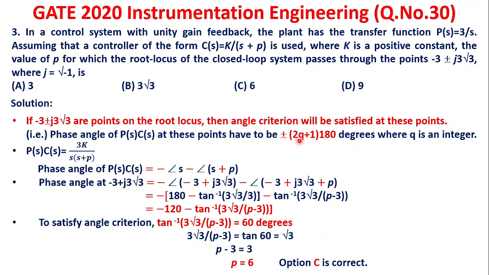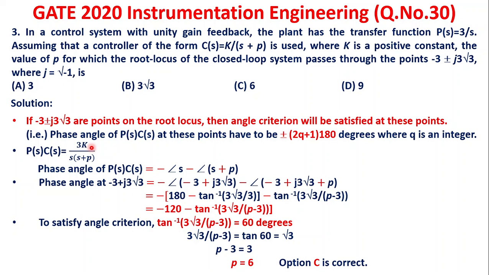Where q is an integer. For example, if q is 0, it is 180 degrees. If q is 2, it is 540 degrees. So plus or minus 180, plus or minus 540, plus or minus 900. That's all. So find out the phase angle of P of s into C of s. So 3k by s into (s plus p). K is a positive number.